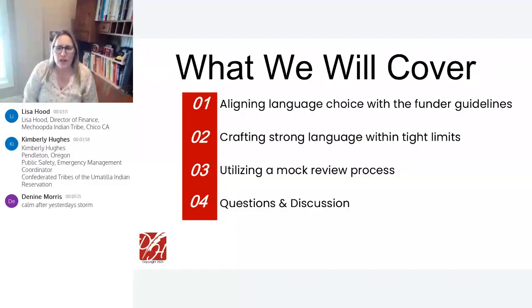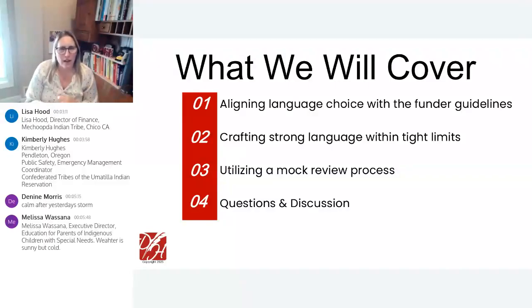So what are we going to talk about today? We're going to talk about the alignment of language you use to describe your organization, your community, the work you're doing, and how that fits best with funder guidelines. We're going to talk about those tight limits that we experience, whether we're thinking character, word, or page limits. It is very rare that we are going to have a grant application where it is completely at our discretion for how much space we have to talk about our amazing work.